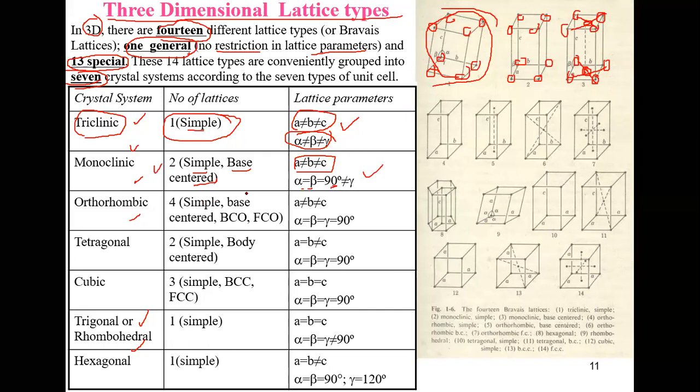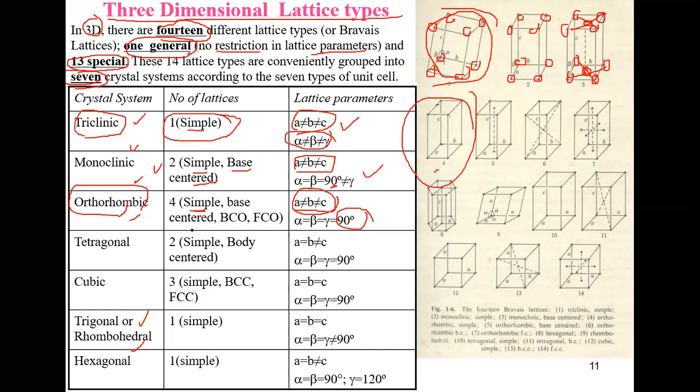And then number 3 is orthorhombic. In case of orthorhombic, as before, the primitives are not equal. However, the 3 angles are equal and they are 90 degrees. And in this case, the maximum number of space lattices are available. These are simple. Simple means atoms will be located at the corner. Look, atoms will be located at the corner only.